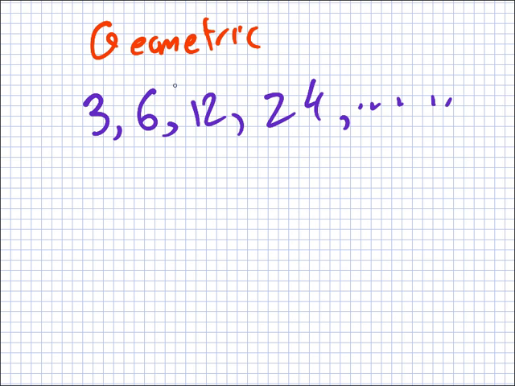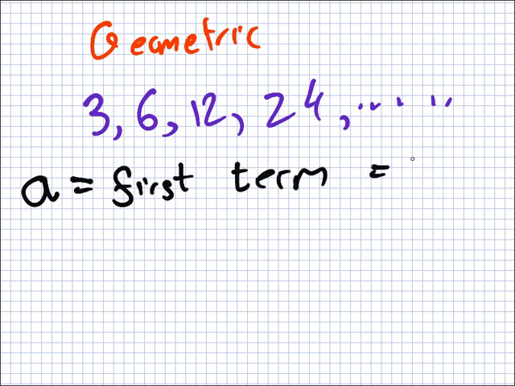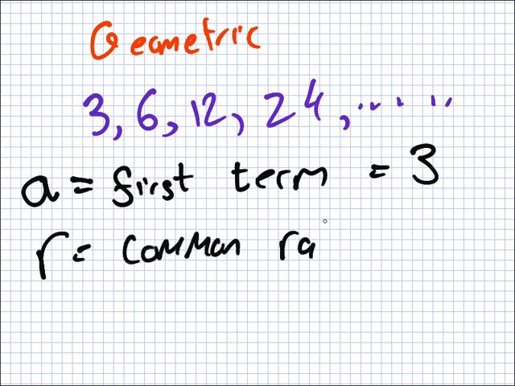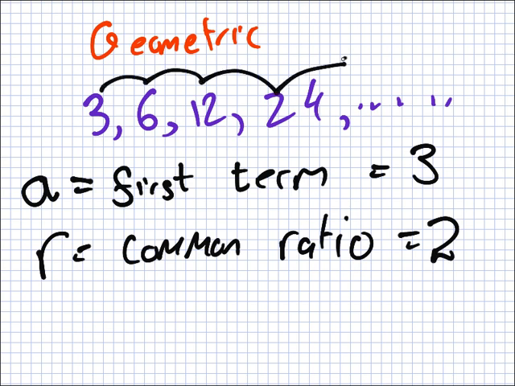Okay? And just like last time, we say that a is equal to the first term, which in this case is 3. And then r is what we call, does anyone know? Common ratio. Yeah, very good. Common ratio. And in this case, what would that be? 6 divided by 3. Yeah, 2. Because we're multiplying by 2 each time, aren't we? Is that alright? The basic idea?